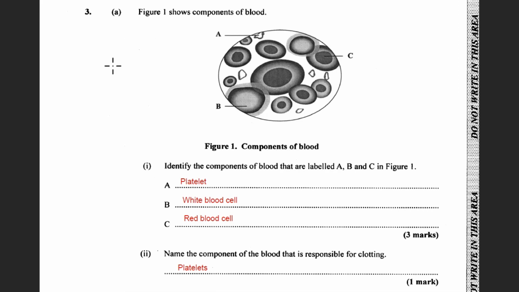Here we have January 2017 question 3. Part A, figure 1 shows components of blood. We have 3 labels here, A, B, and C. Identify the components of blood, labels A, B, and C. A is a platelet, B is a white blood cell, and C is a red blood cell. You might be like, well, how do we know which one is which? Well, white blood cells generally tend to be bigger than red blood cells. And looking at this here, we can see that specifically this is a lymphocyte because it has a large round nucleus. Part 2, name the component of the blood that is responsible for clotting. That will be your platelets.